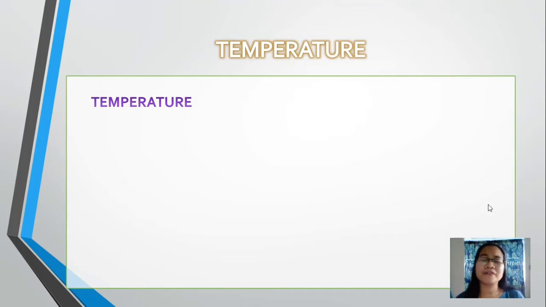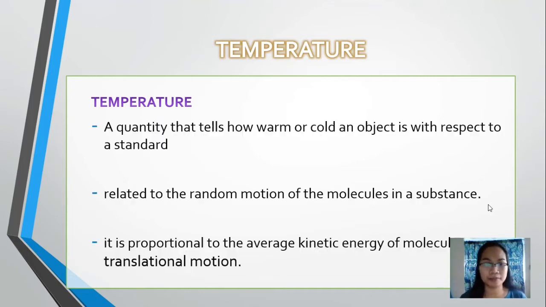Okay, now let's define first temperature. What is temperature? When we say temperature, it tells us about the quantity, telling us how warm or how cold an object is with respect to a standard. That's why we are using, of course, thermometers for us to be able to compare it with a standard.